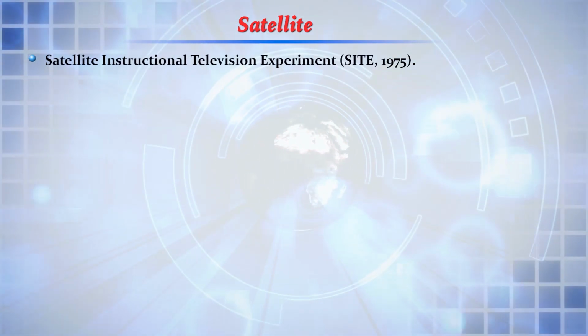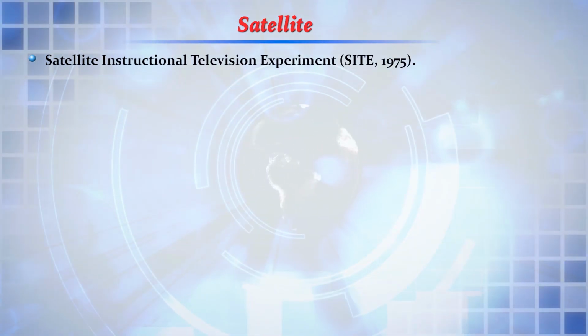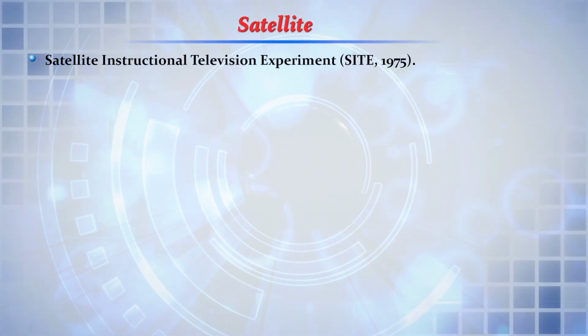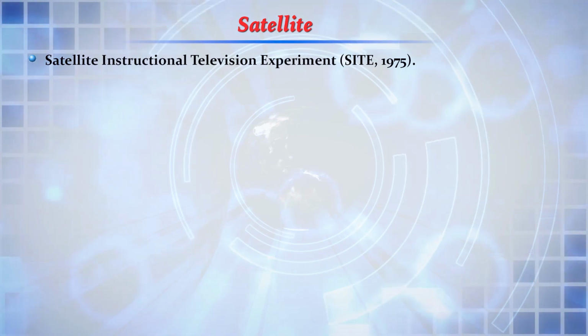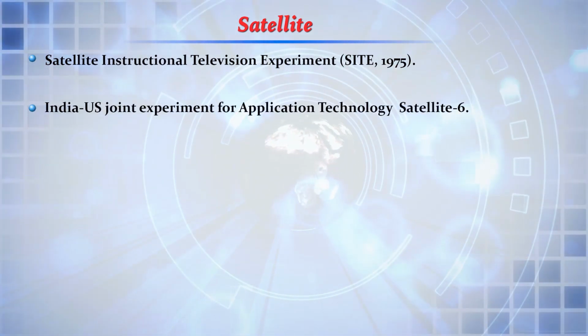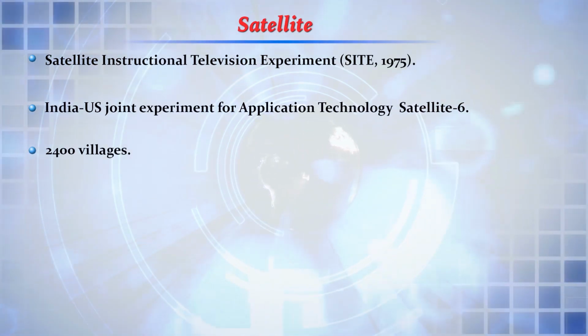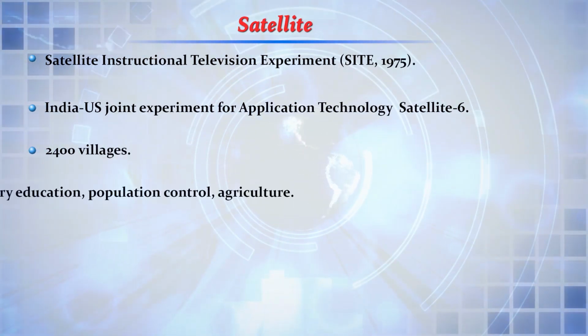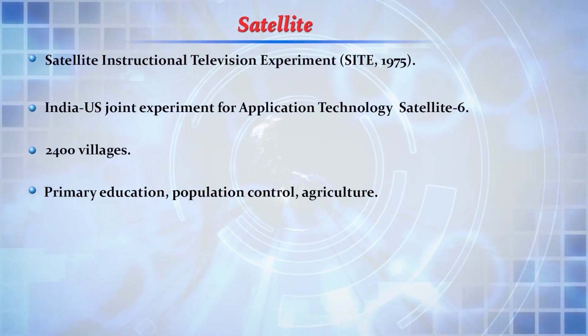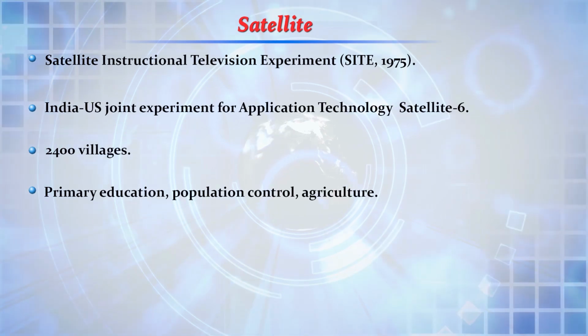So we first experimented in 1975, which is called a Satellite Instructional Television Experiment, which is a very famous landmark because that's the beginning of the satellite use in this country, the SITE program, the India-US Joint Experiment for Application Technology Satellite ATS-6. And almost 204,000 villages were covered for primary education, family welfare, called those days as population control, and agriculture, and entertainment, because entertainment was also built into that. So this was the first experiment that we had in this country with the American satellite for education and training and development.